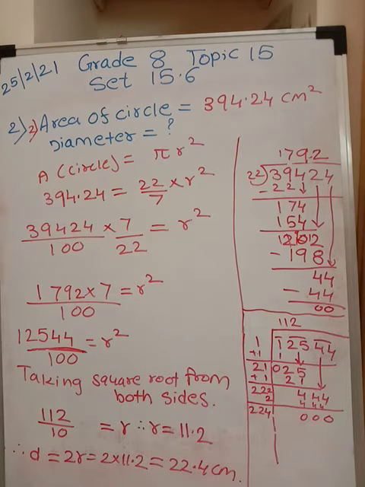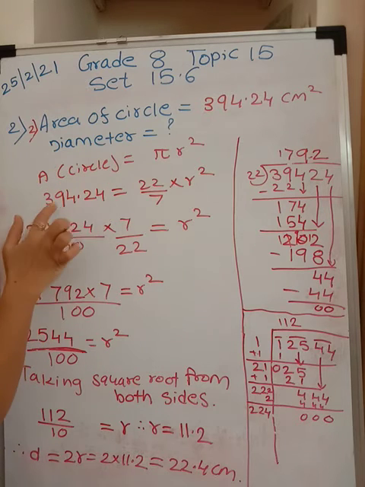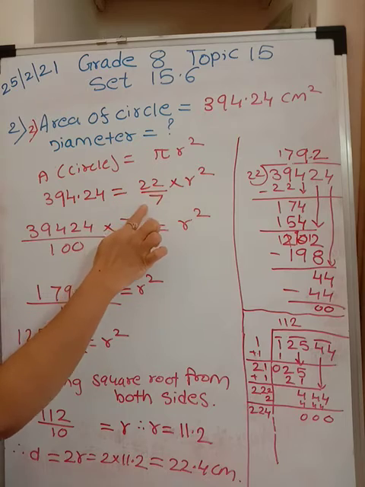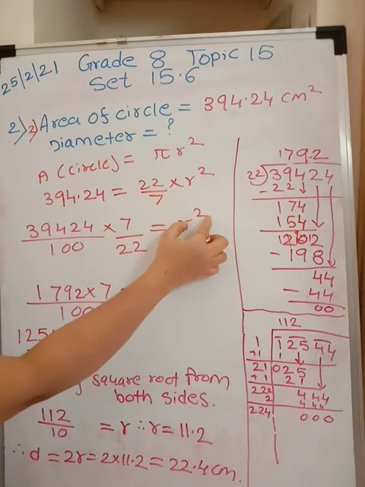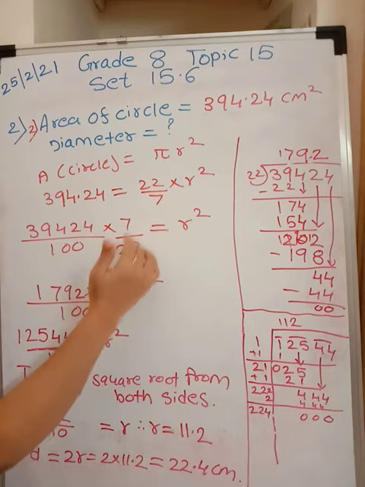Now look at the second question. Area of circle is given as 394.24 and you have to find diameter. Area is pi r square. Area is given as 394.24, which is equal to pi, 22 upon 7, into r square. I want r square, shifting this over here. 7 will be in numerator, 22 in denominator.